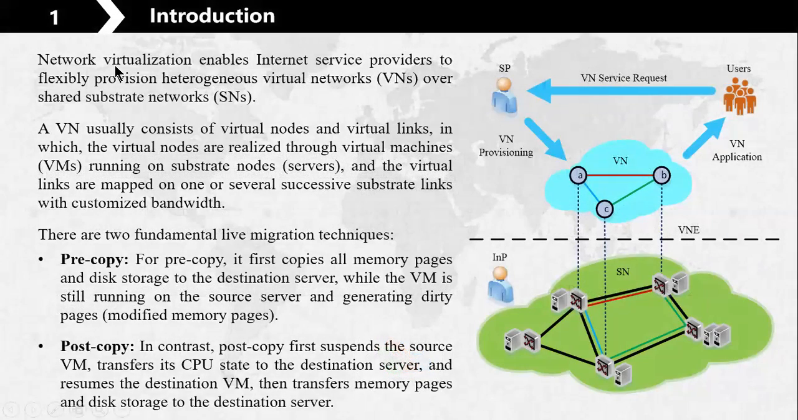So, in recent years, the information technology and telecom industries are evolving towards an era of network virtualization, which enables internet service providers to flexibly provision heterogeneous virtual networks over shared substrate networks. We can say a VN generally consists of virtual nodes and virtual links, and the virtual nodes are realized through virtual machines, and the virtual links are mapped on one or several successive substrate links with customized bandwidth.